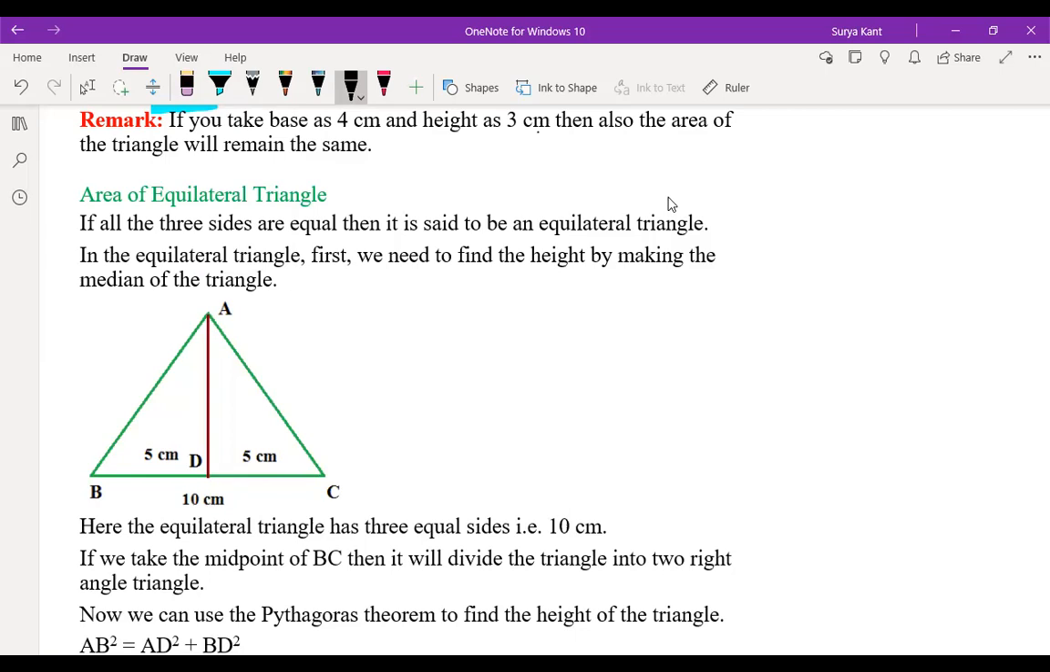H square equals hypotenuse square plus base square. Okay, I'm just writing here, just try to understand. 10 centimeter. This is also 10 centimeter. Yeah, that's true. We can do it like that.